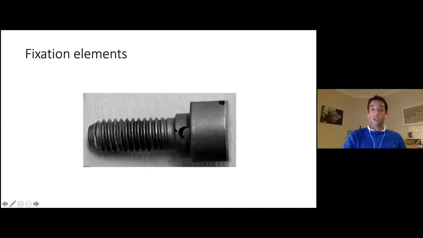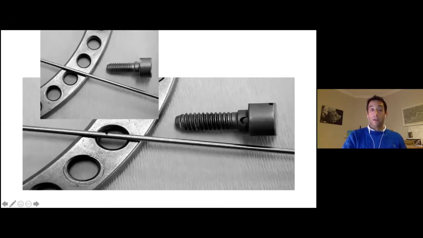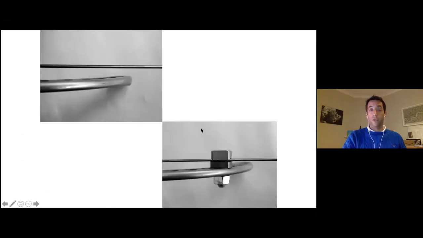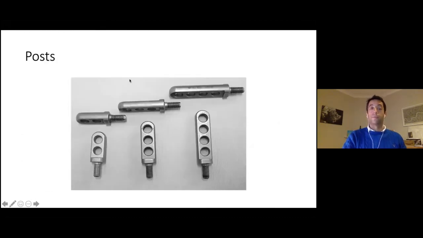We have elements to join the wires to the ring. And those of you that do frames will know you should always build to the wire and not pull the wire to you. So that if the wire crosses the middle of the hole, it goes through the middle of the fixation. If it goes to the edge of the hole, it goes to the edge of the fixation.